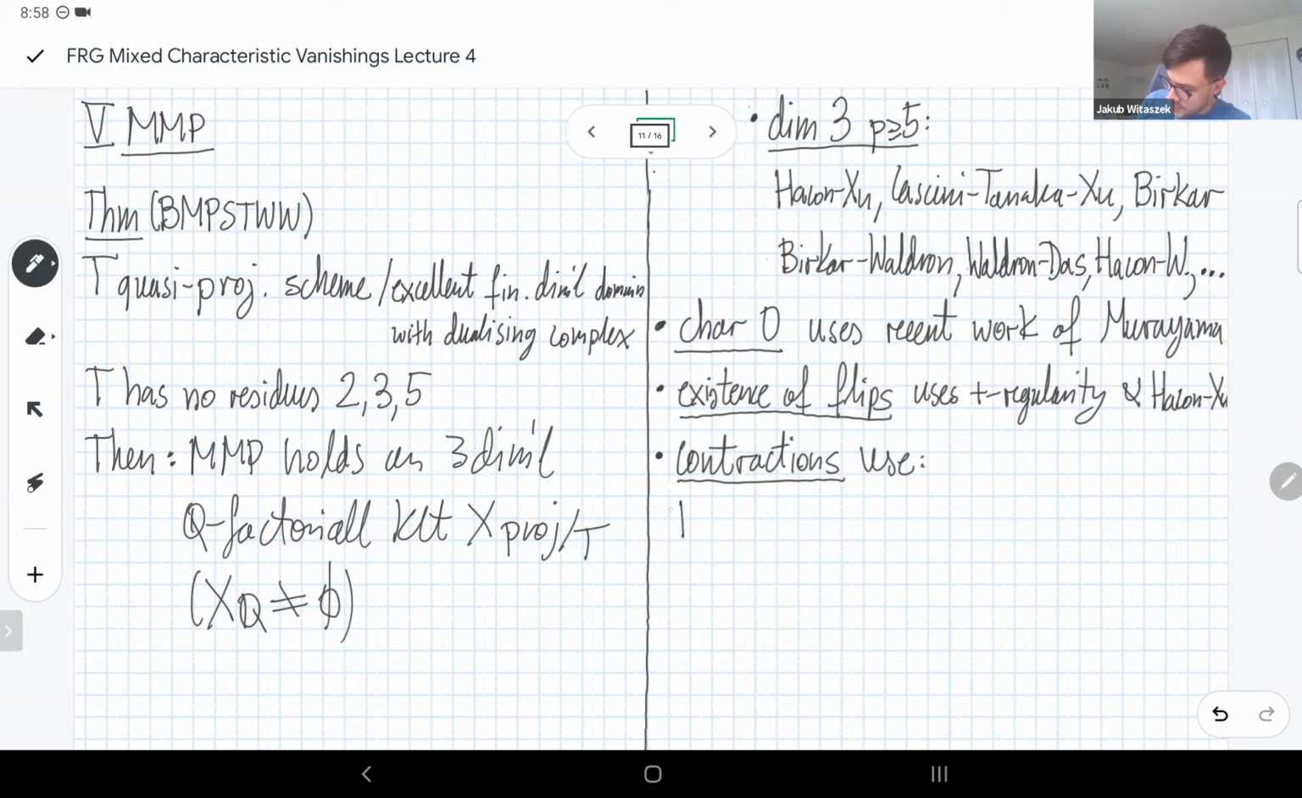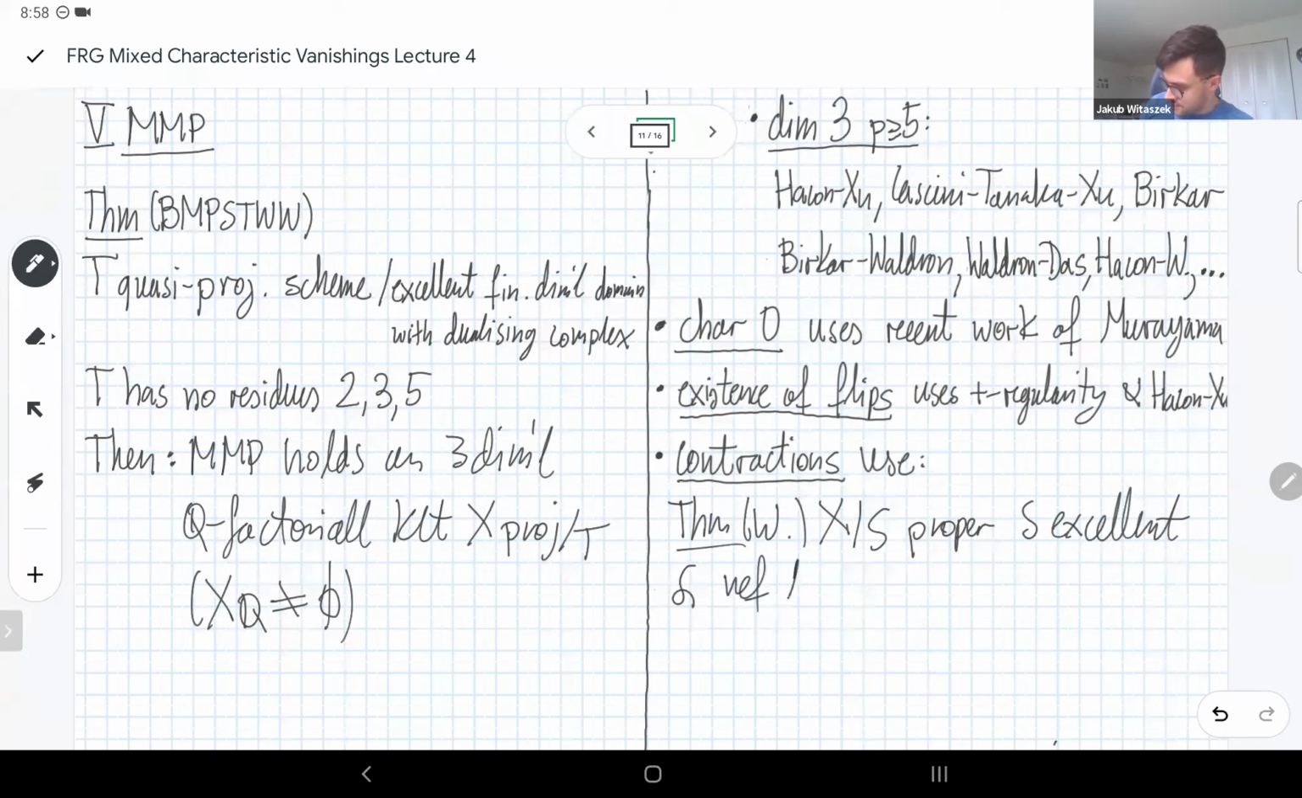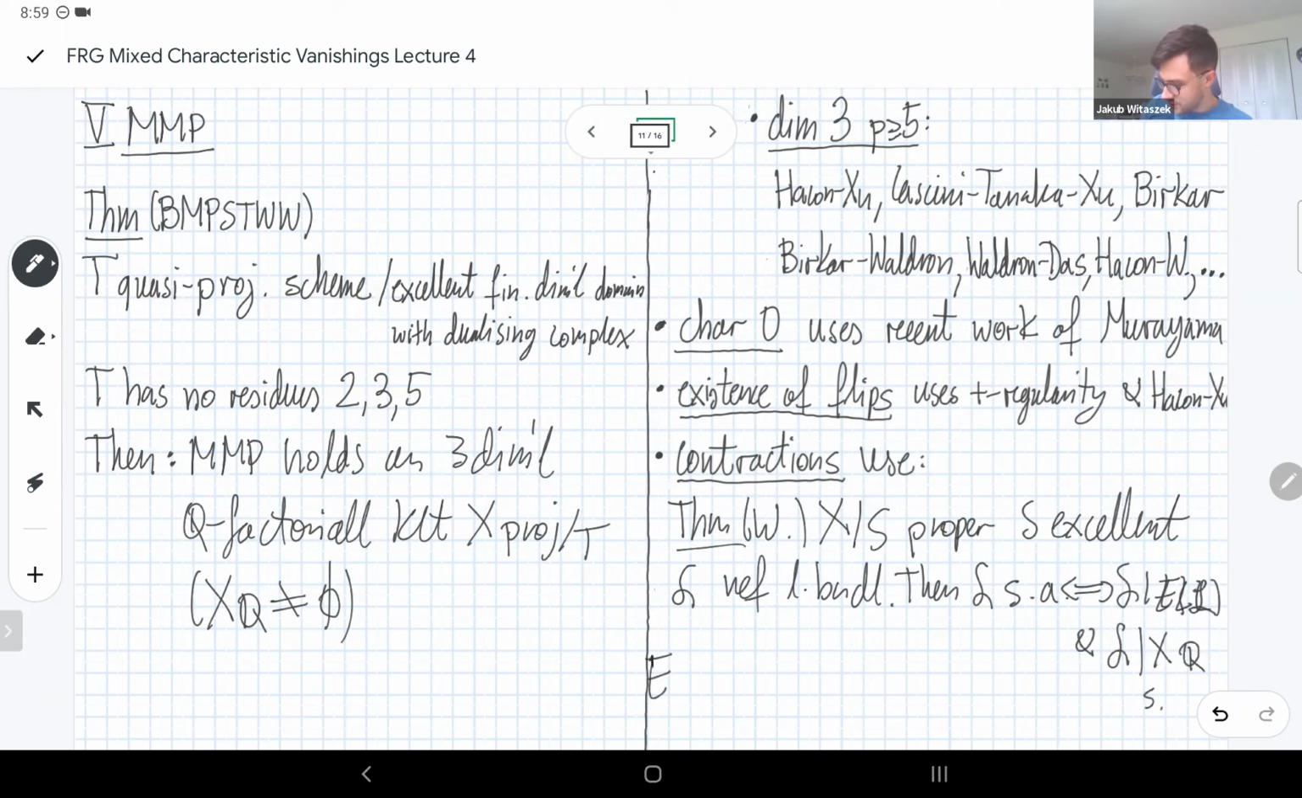In fact, this is also needed in the work of Takamatsu and Yoshikawa. And the following is the characteristic-free Hilbert-type theorem of myself. So if X over S is proper, S is excellent, and L is an F line bundle, then L is semi-ample if and only if its restriction to the exceptional locus and its restriction to characteristic 0 are both semi-ample. And here the exceptional locus is the union of integral subvarieties V such that L restricted to V is not big.